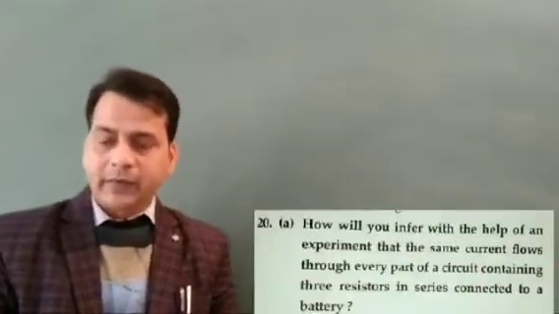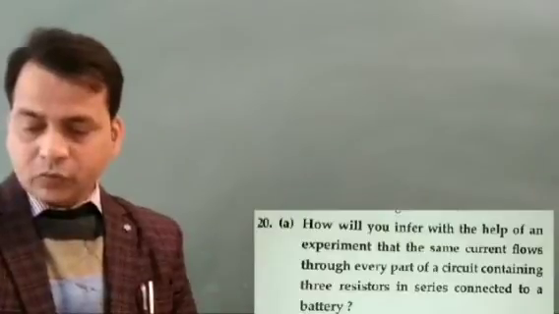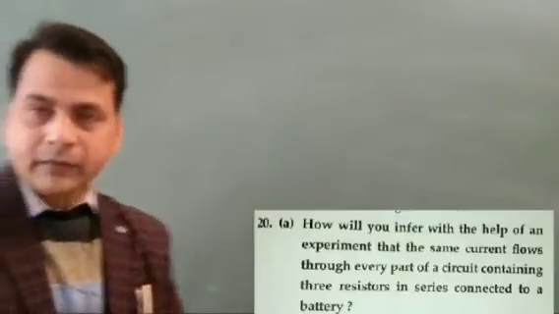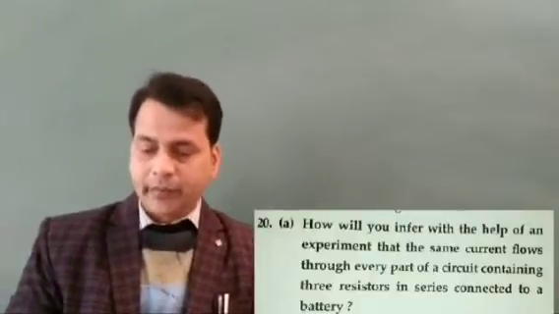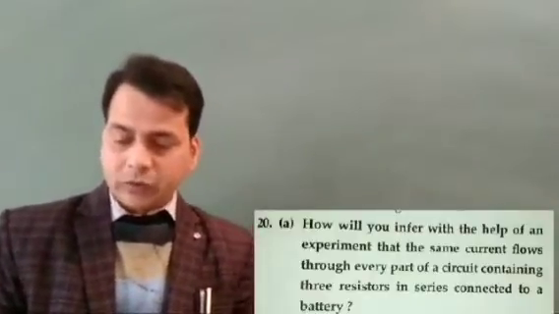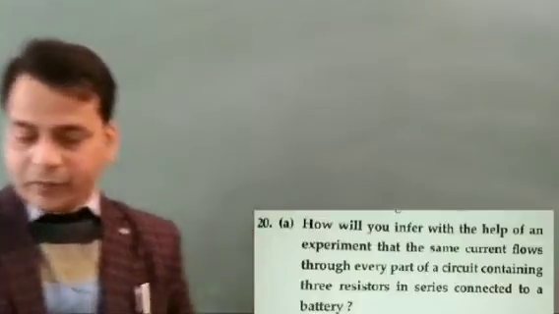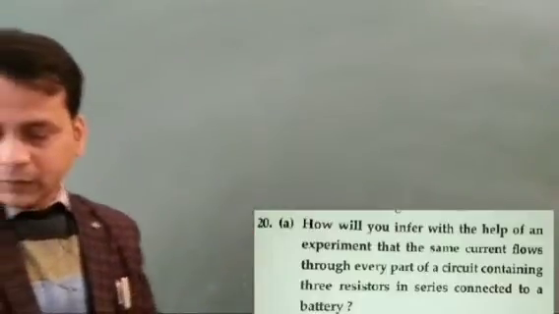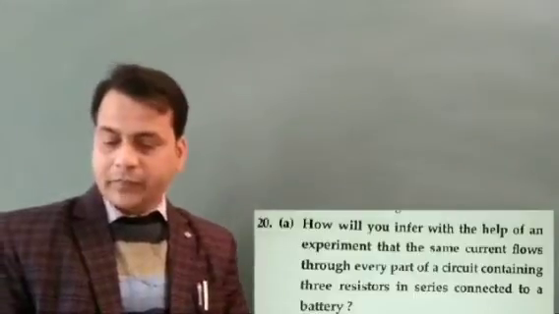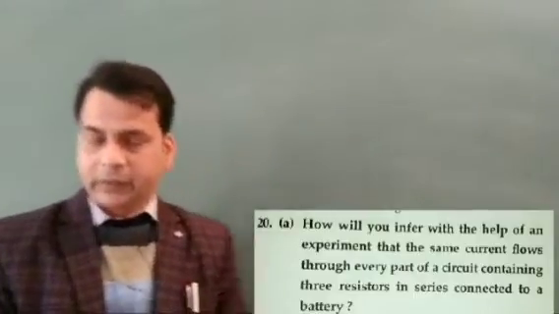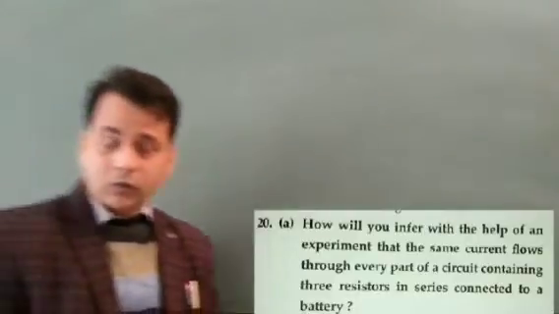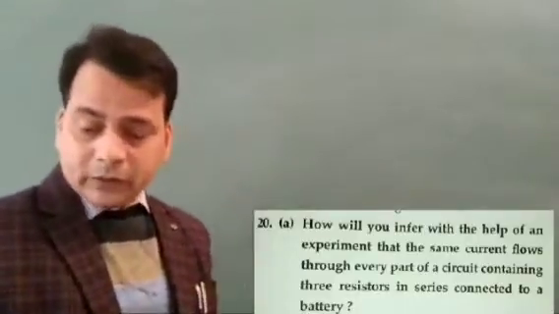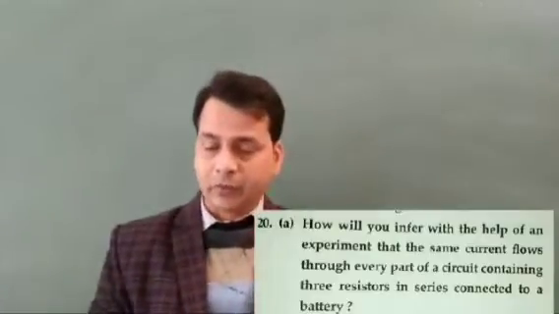How will you infer with the help of an experiment that the same current flows through every part of a circuit containing 3 resistors in series connected to a battery? And the second part of this question is: consider the given circuit and find the current flowing in the circuit and potential difference across the 15 omega resistor when the circuit is closed. So let us start with the first part of question number 20.